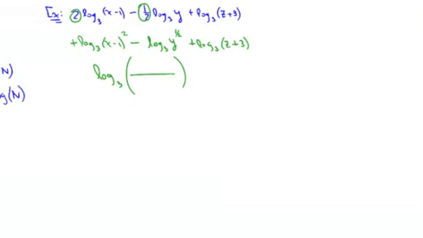So what's the positive parts? What factors would I put in the top? What is it? X minus 1 squared will go up here. What else? The z plus 3. And depending how you want to write it, the negative one just goes in the bottom. And the only one that has a minus in front of the log is the y to the 1/2. I'm going to write it as the square root of y. You can write it as y to the 1/2. It's not going to hurt anything. And that's it.